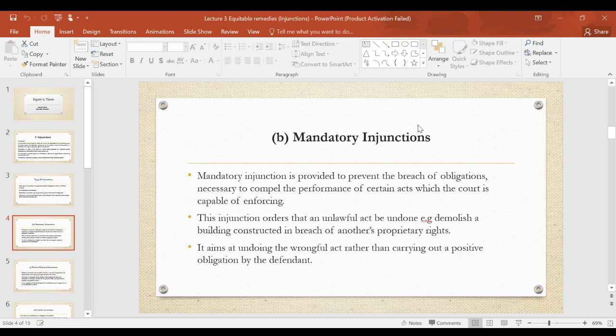So it's like, can you undo what you did? You came with the dump, and then you poured on another's property. Now the court may tell you to remove it. So you're undoing something which has already been done by you, which was injurious to encroach on the plaintiff's rights. So the court will compel you to undo what you had already done.